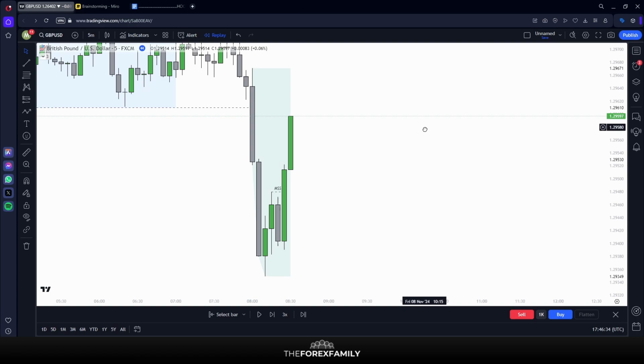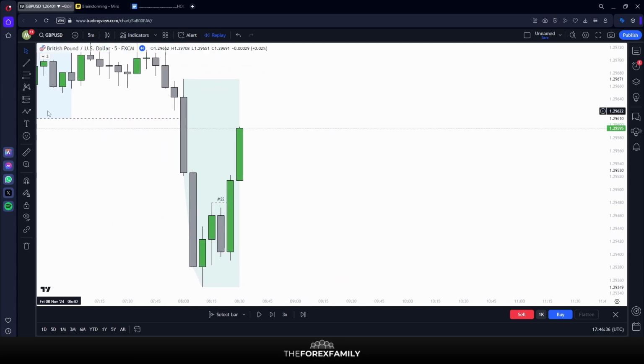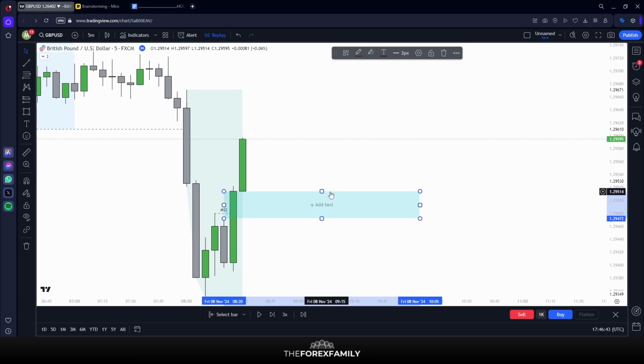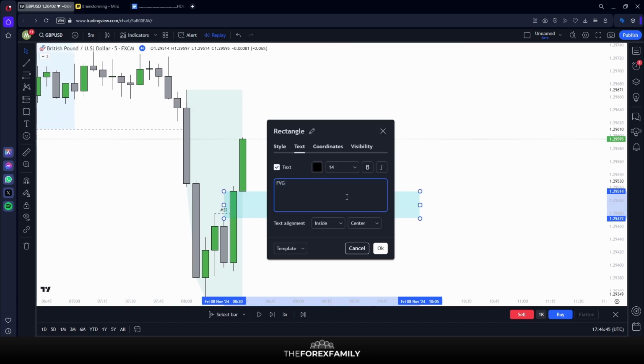All I need to do is play price forward one more time. And you can see now we can easily overlap the fair value gap with the market structure shift. You can see right here, I just overlapped it. And now all I've got to do, let me just mark this out for you guys, FVG.